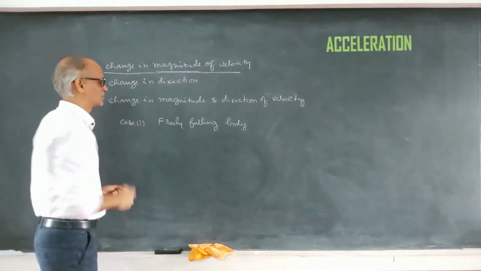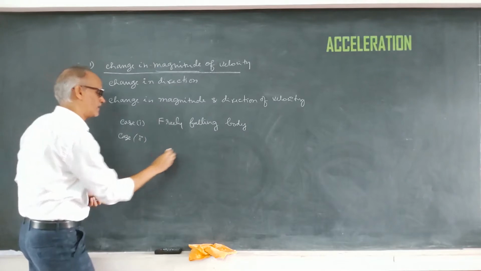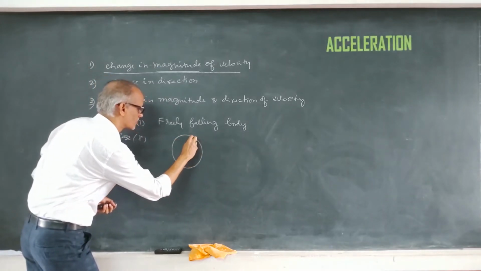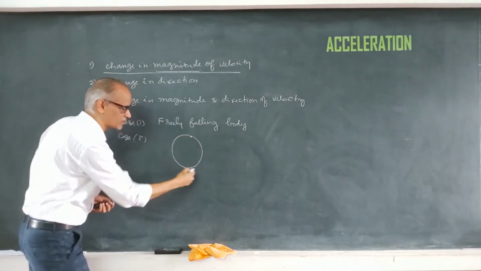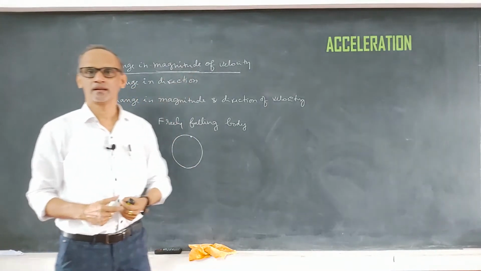Change in the direction, case number 2. When a body moves in a circular path like this, there is a continuous change in direction, correct. So, even in this case we say that the body has acceleration.